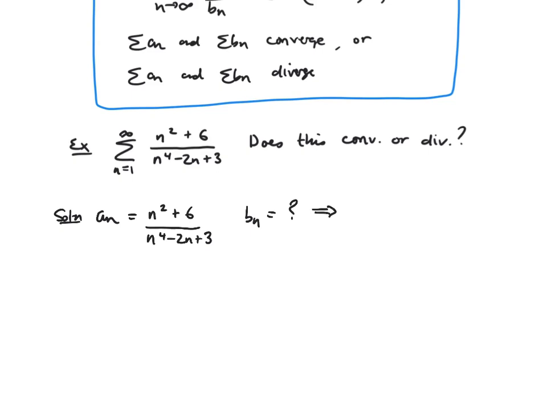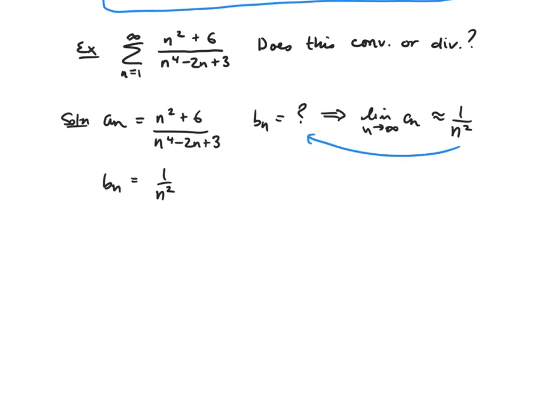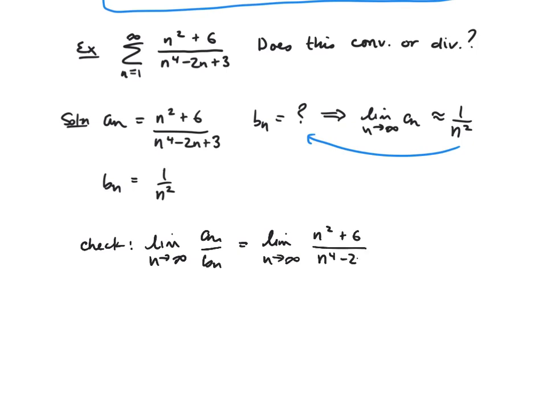Basically, what I do in practice is take the limit as n goes to infinity of the an and say, well, that's basically like 1 over n squared, and I try that as my bn. So I'm going to make bn basically the limit of the numerator and denominator of an, which is n squared over n to the 4th, or in reduced form, 1 over n squared. Now, having chosen my bn, I'm going to check that the limit as n goes to infinity of the ratio of an over bn does in fact give me a constant. So my an is n squared plus 6 over n to the 4th minus 2n plus 3, and I'm dividing by bn, which is 1 over n squared. Let's recopy that.